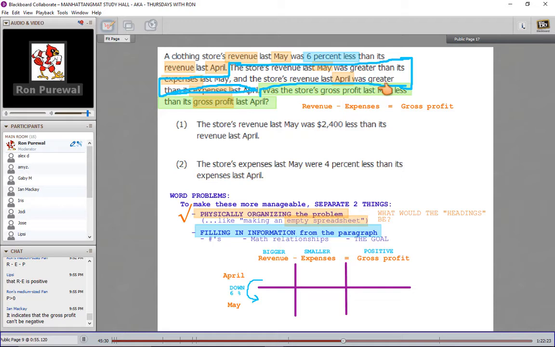And then, was the store's profit less for May than it was for April? So the goal of the problem is this column. You're just looking to compare the two boxes in that column. So the goal is: is the bottom box less than the top box?